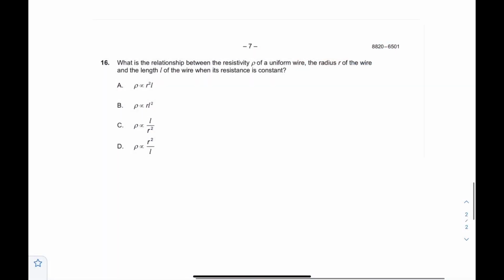Now proceeding on to the next question, what is the relationship between the resistivity rho of a uniform wire, the radius r of the wire and the length of the wire when resistance is constant? Okay, so we know that resistance is equal to rho into L by A, right? Where rho is the resistivity, L is the length of the wire, A is the area of cross section of the wire, right?